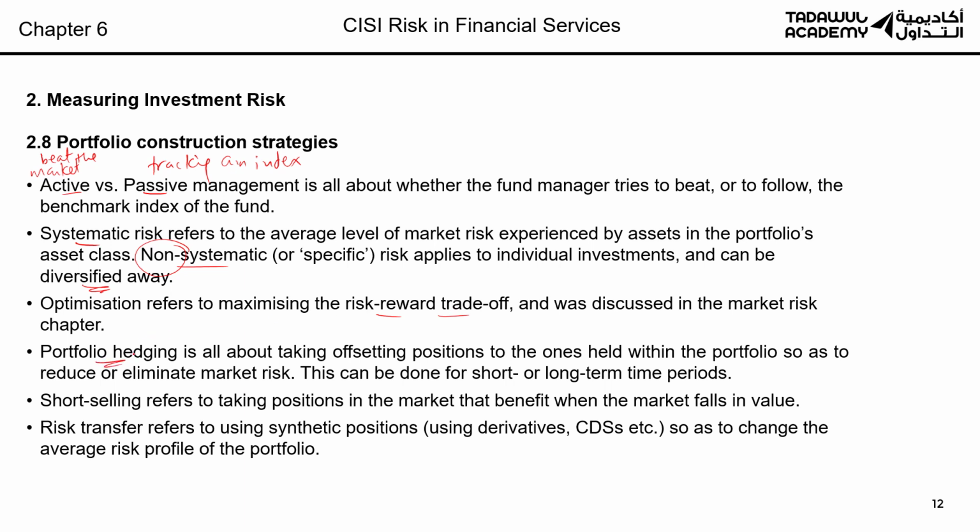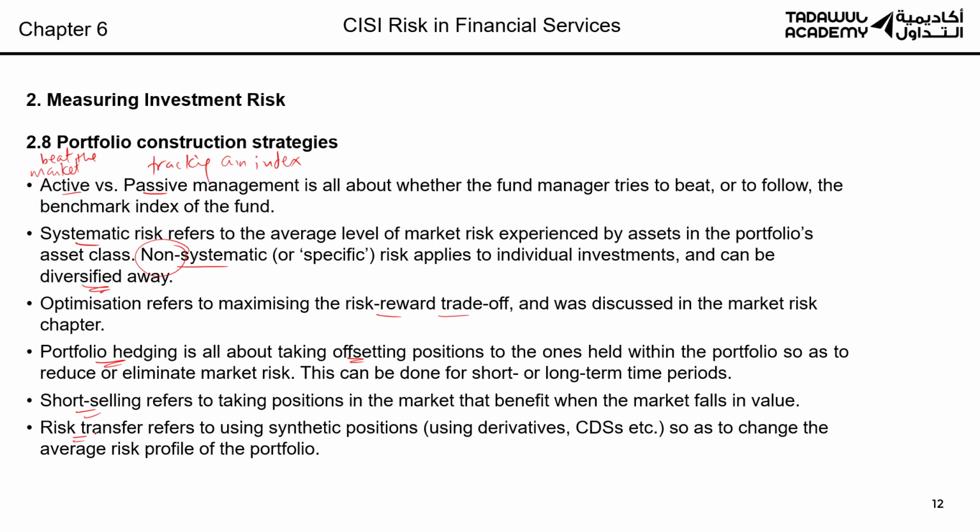Portfolio hedging, we've studied that again in the market risk. Market and investment risk are interlinked. Portfolio hedging is taking offsetting positions to reduce your market risk through derivatives. But don't forget, hedging creates a new type of risk, which is credit risk. Short selling, one way to hedge is through short selling. If you are long in one portfolio, you can go short so that you can reduce any potential adverse market movements.